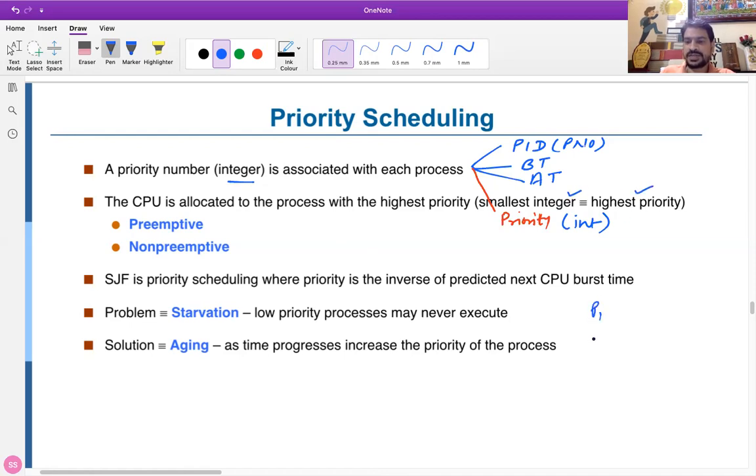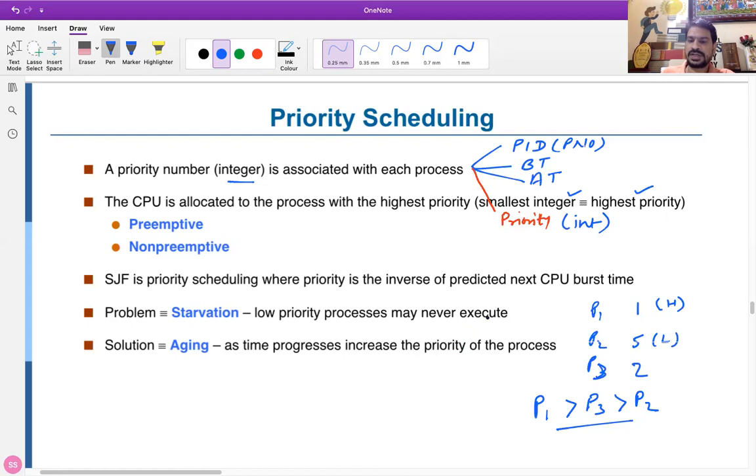Let's say we have process 1, process 2, and process 3. Process 1 has the priority 1, process 2 has the priority, let's say, 5, and process 3 has the priority 2. If we want to put them in order of priority, the highest priority is P1, then P3, and then P2 has the least priority. So it says that smallest integer equals higher priority. This is high and this is low.